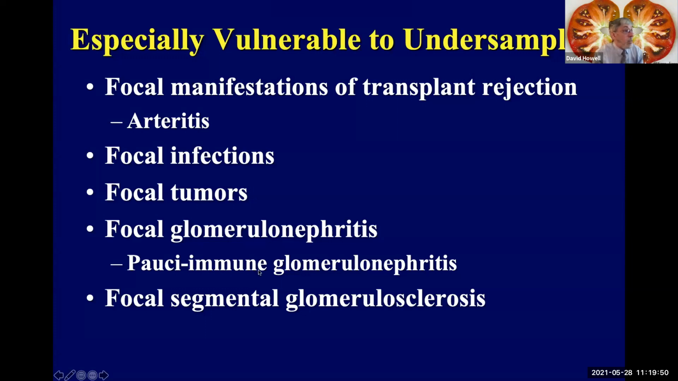Focal glomerulonephritis, particularly pauci-immune glomerulonephritis associated with anti-neutrophil cytoplasmic antibodies. Patients with an early pauci-immune glomerulonephritis may only have involvement in one of 20 or 30 glomeruli. So if you have a sample that's only got 5, it's very easy to miss it. Focal segmental glomerulosclerosis is another disease that early on in its manifestations can be very, very focal.